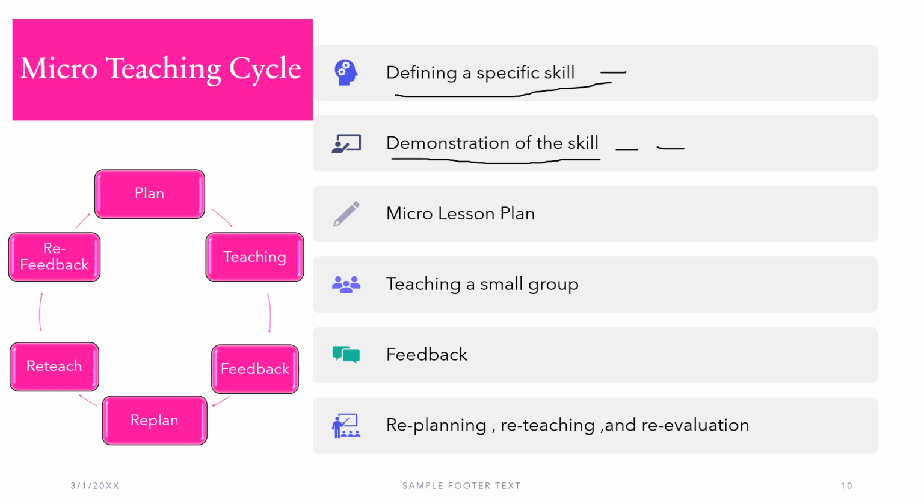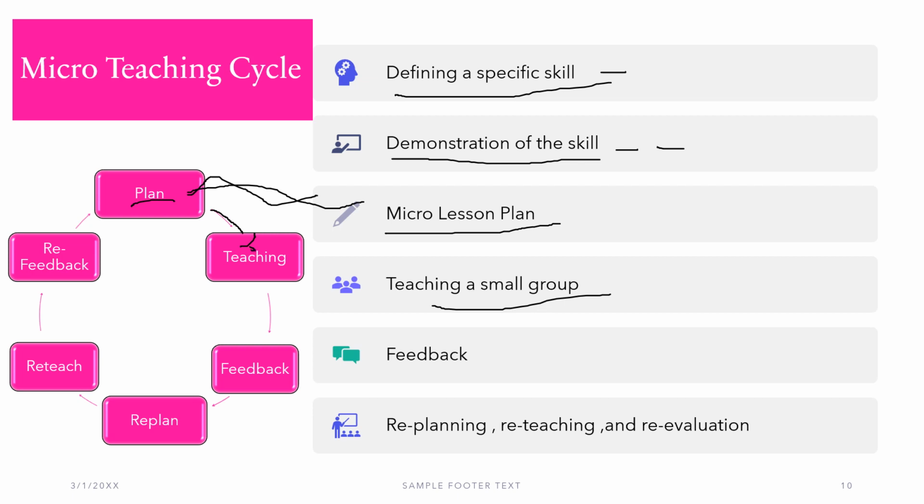Now the third step is the micro teaching lesson plan. Here you can see in this micro teaching cycle, the first step is the plan. This plan is the micro teaching lesson plan, which is done by the teacher trainee with the help of teacher educators. He plans the micro teaching lesson, and after planning it, he or she is going to teach a small group of students. Teaching a small group of students is the second step of this micro teaching cycle.